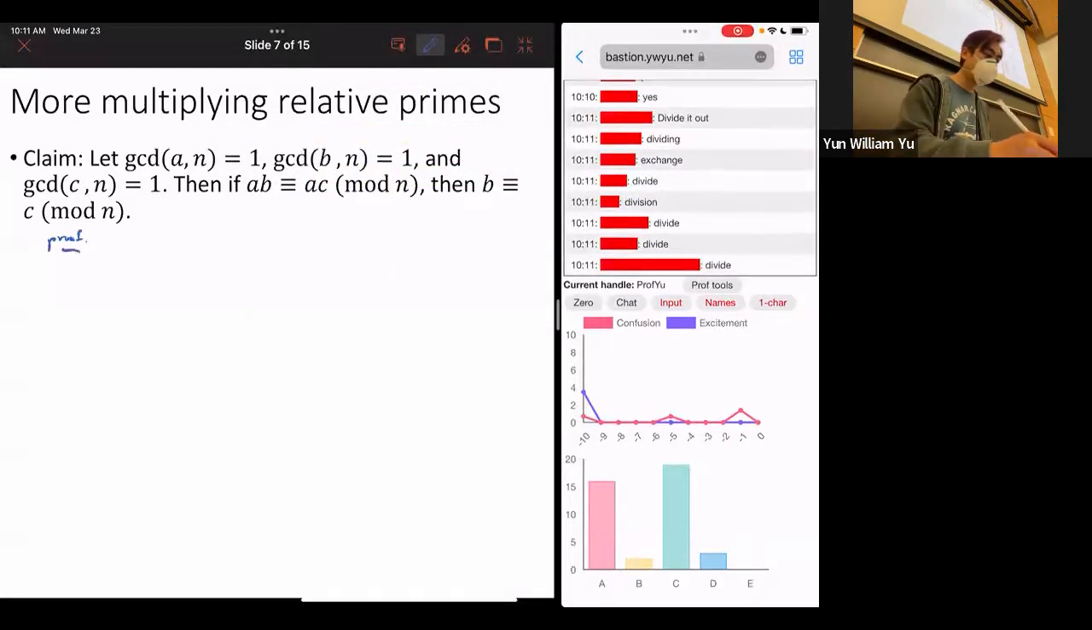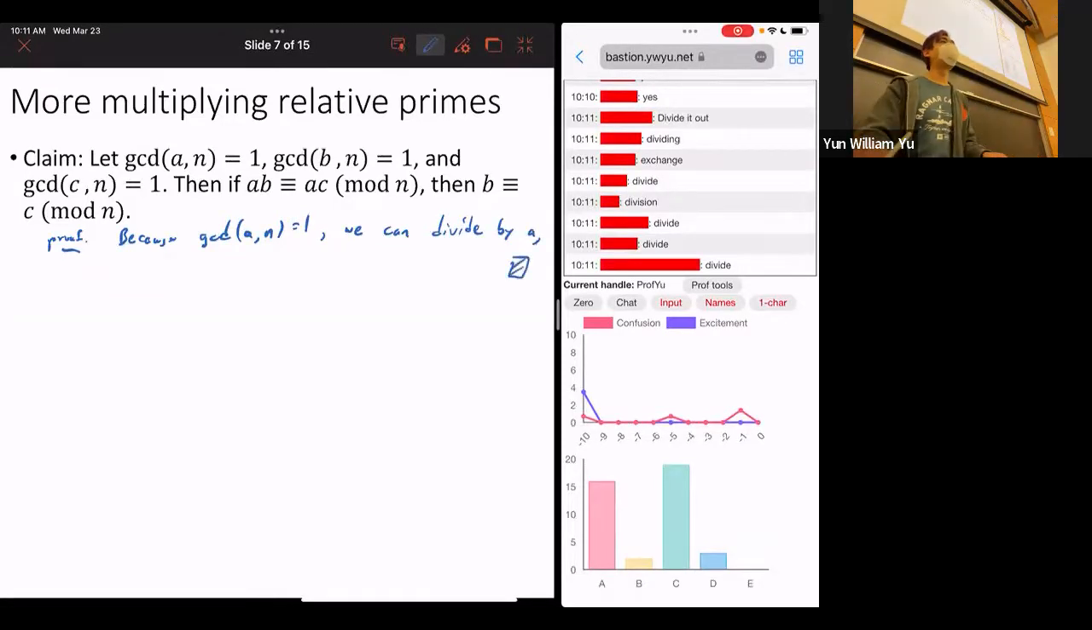So the proof is really easy. It's just because the GCD of A and N is equal to 1, we can divide by A. Divide by A, and then we're basically done, right? Because you just divide both sides by A, which you can do because it's relatively prime.